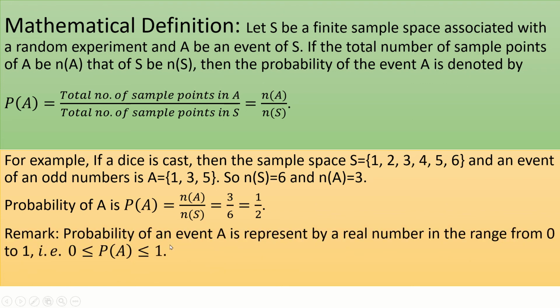Remark: the probability of an event A is represented by a real number in the range from 0 to 1. That is, 0 is less than or equal to P(A), which is less than or equal to 1. Clear?